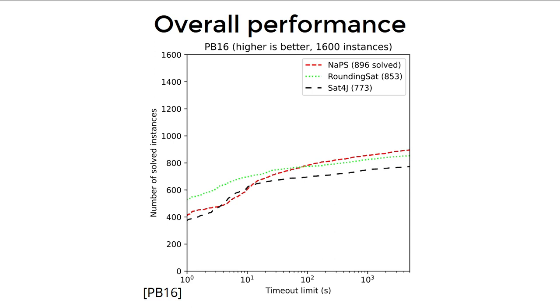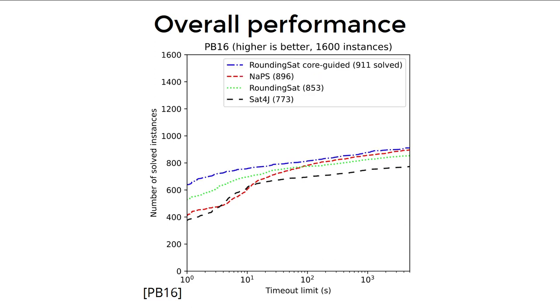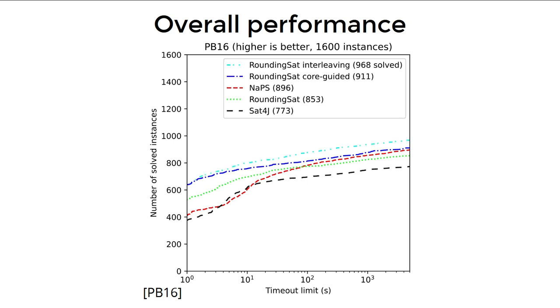The problem set is the optimization benchmark set of the most recent pseudo-Boolean competition. The best performing solver is Naps, which is not surprising, as this solver also performed best in the actual competition. However, when we add the core-guided version of RoundingSat to the mix, it outperforms all other approaches. Moreover, adding the interleaving version, which combines RoundingSat's regular linear optimization with the core-guided optimization routine, we see another significant increase in the number of solved instances.